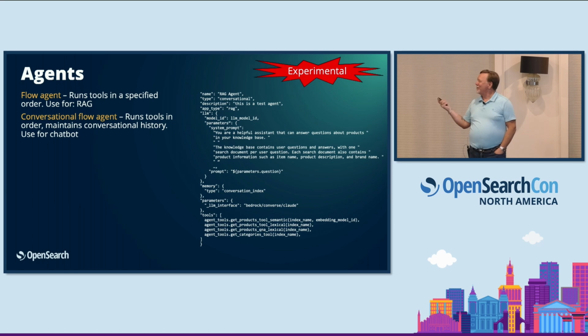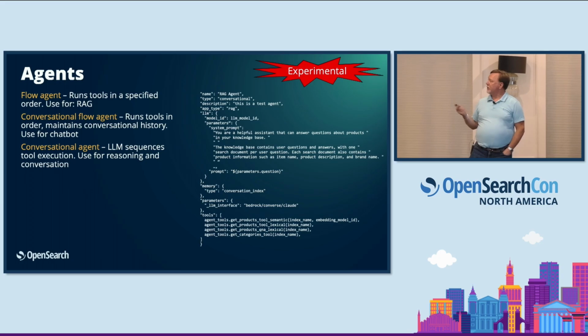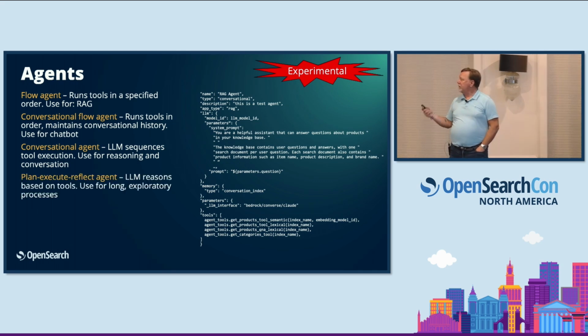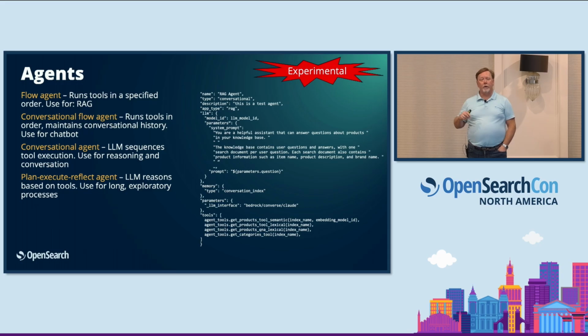So the flow agent runs tools in order, maintaining conversational context. So you have a flow agent that's in order and a conversational flow agent that's in order. Then you have a conversational agent where the LLM uses the tool descriptions to sequence the tool applications and provides the conversational context as well. Finally, you have a plan, execute, reflect agent where the LLM reasons on the tools, and it's for long exploratory processes.